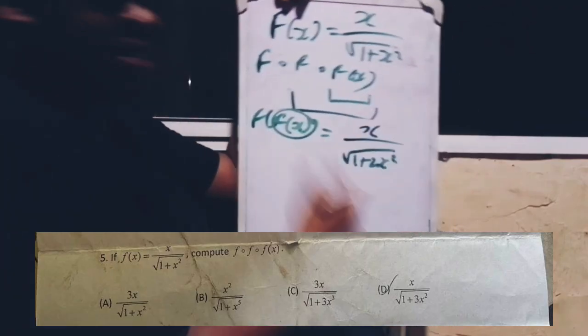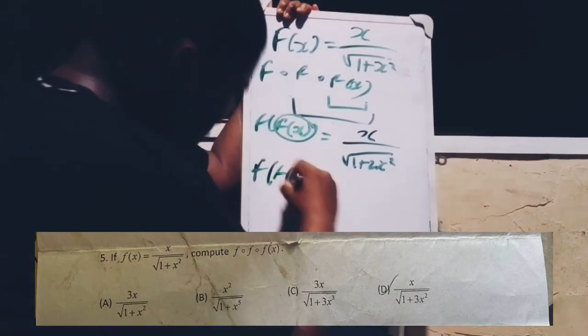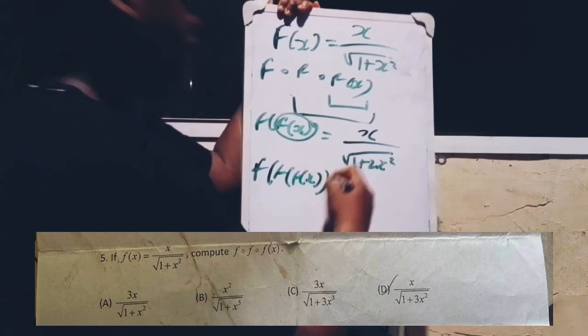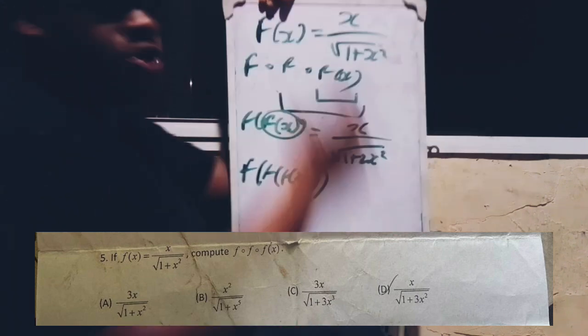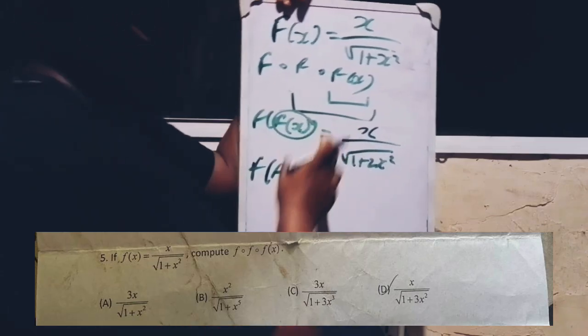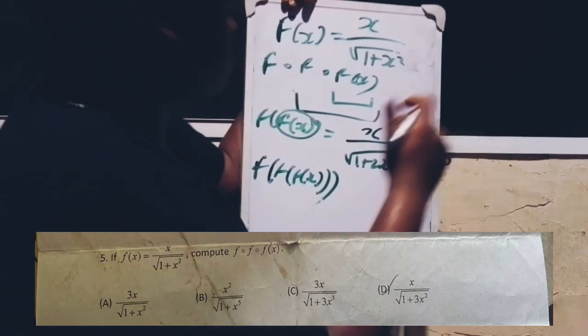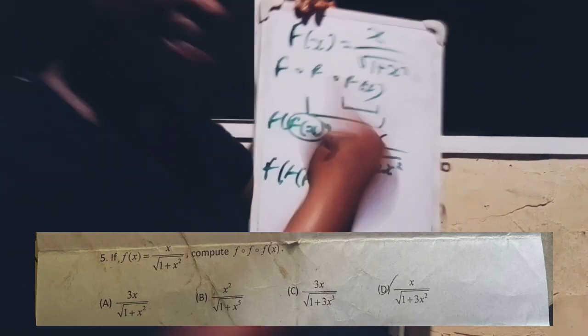But this is not the final answer. We still have to find f cube of x. So they are going to put this f of x into the function again, the third time. That's how you get the f cube of x. Yeah, that's a very good notation.